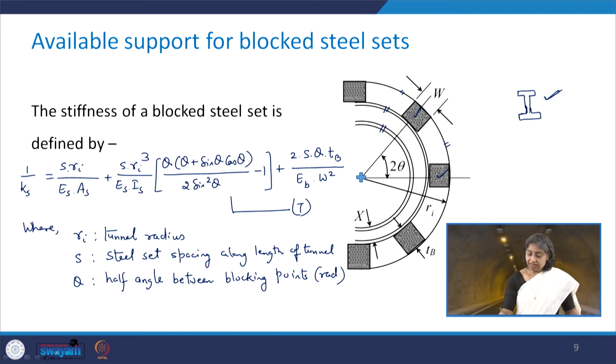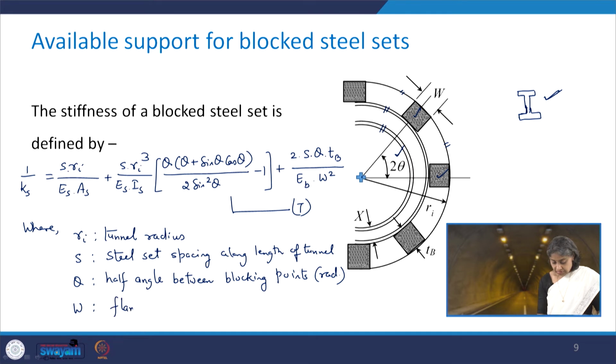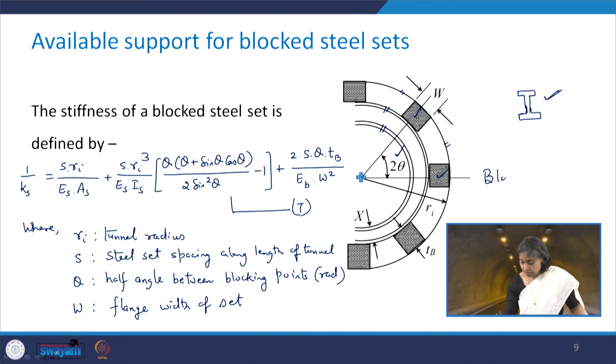So the angle that these two blocking points are subtending at the center of the excavation is given as 2 theta. Therefore, we are writing this theta as the half angle between the blocking points. Then W is the flange width of the steel set. So basically this is showing you the view of the blocked steel set.